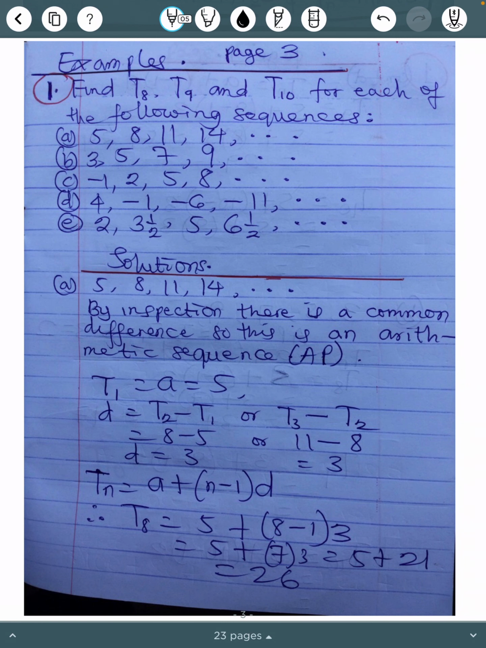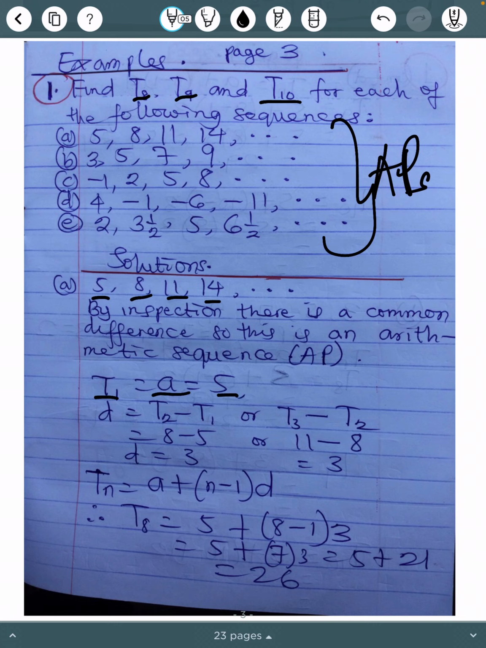The first question here says, find the 8th, 9th, and 10th term of each of these arithmetic progressions. All these are arithmetic progressions. Now, the first one is 5, 8, 11, 14. If you inspect this, you will see the common difference is 3. But there's a way to find common difference. The first term is a, 5. So the common difference will be T2 minus T1, which is 8 minus 5, which is 3. Or T3 minus T2, which gives you 3 by subtracting 8 from 11.